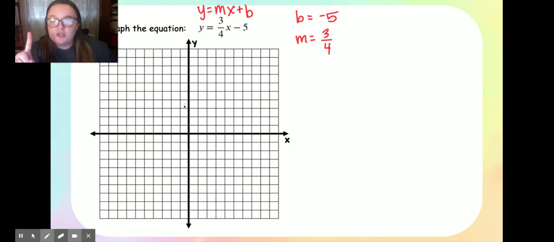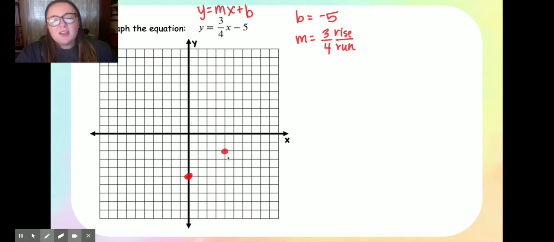Our two steps begin with b, negative 5. So that means go to the y-axis and go to negative 5. We're going to go down below since we're going negative. 1, 2, 3, 4, 5. And I'm going to put my beginning point right there on the y-axis. That is the y-intercept. Then we're going to use our m to move. That m tells me how much I rise over how much I run. It is positive here, so we're running to the right. Rise 3, 1, 2, 3, run 4, 1, 2, 3, 4, and place your next dot.